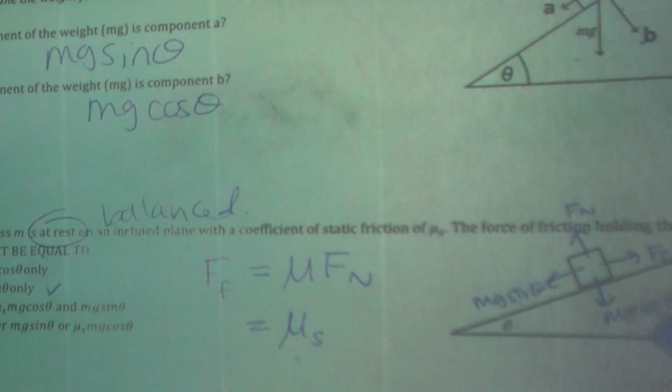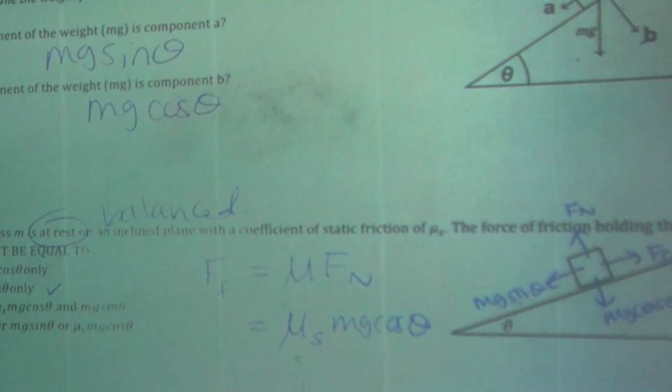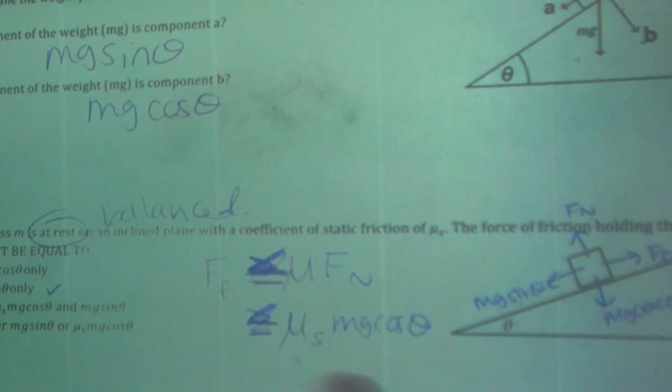Now it might be tempting to use mu Fn, where mu is the mu s it's saying, and Fn is mg cosine of the angle. But this is not actually necessarily true, because this is a greater than or equal to, force of friction is less than or equal to. It's a less than or equal to equation. So your force of friction actually could be less than this.